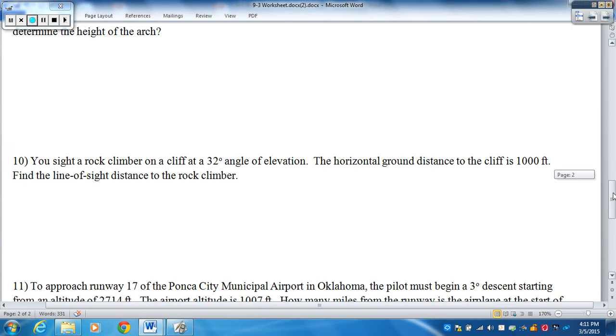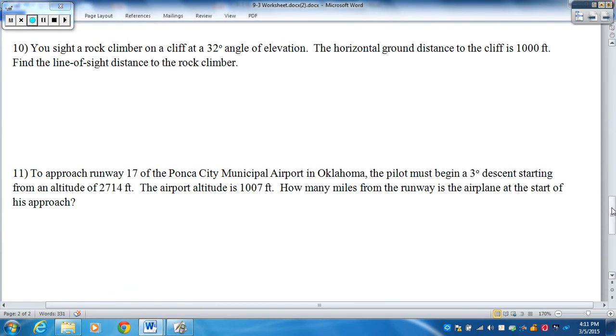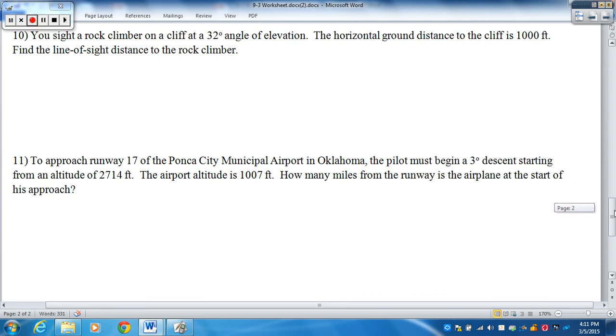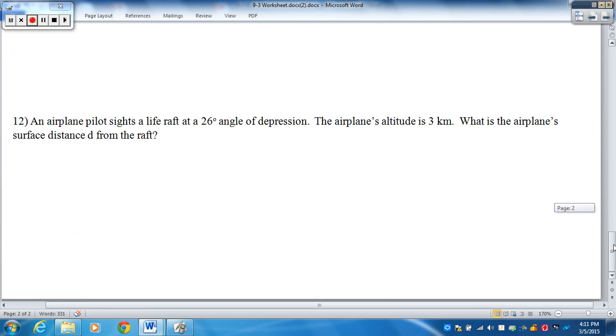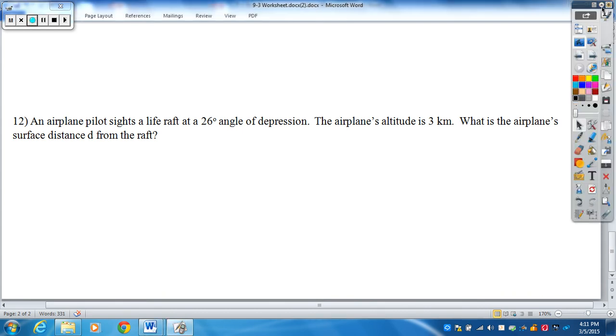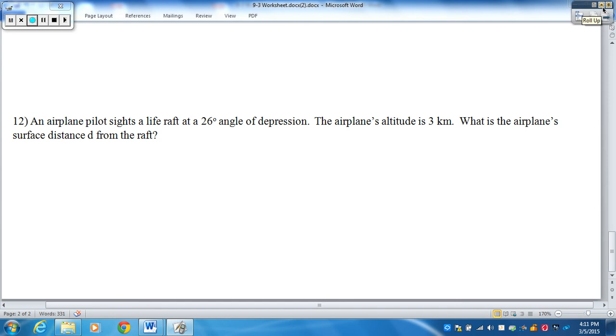Looking at the next one, let's see here. Don't think we need to do that one. Let's look at number 12. Okay, we'll just do this one as the last one. All of these story problems deal with angles of elevation and angles of depression. And so as you look at number 12, it says an airplane pilot sights a life raft at a 26-degree angle of depression.